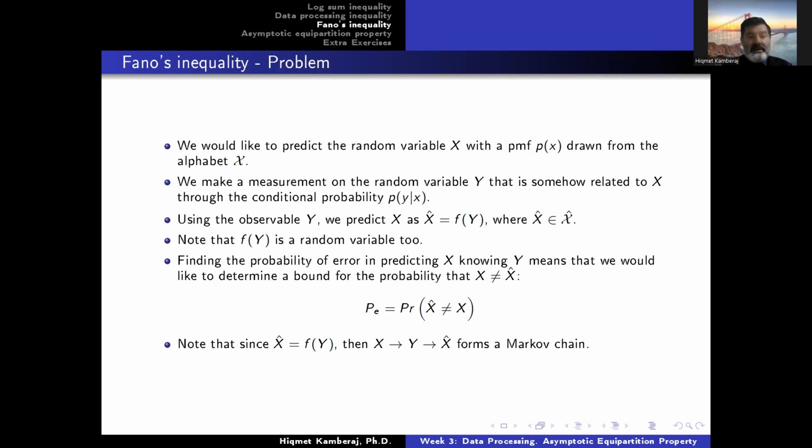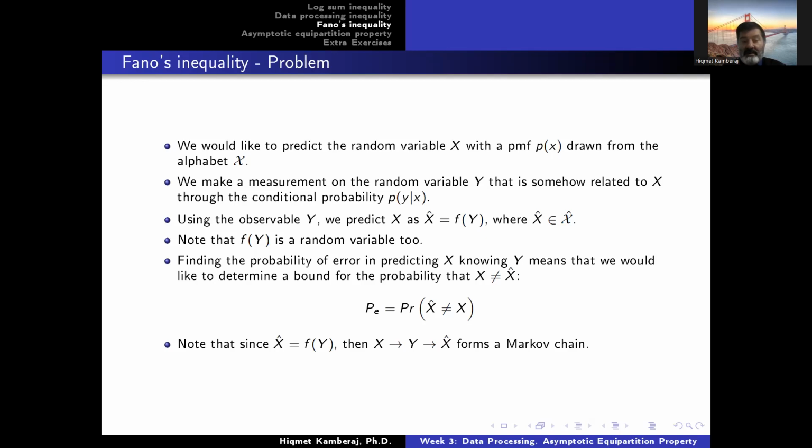Now, the Fano's inequality problem. We would like to predict the variable X with a probability mass function p of x drawn from the alphabet chi. We make a measurement on the random variable Y that is somehow related to X through the conditional probability p of y given x. Using the observable Y, we predict X as X hat equal to f of Y, where X hat is from some alphabet set chi hat. Note that f of Y is a random variable too.